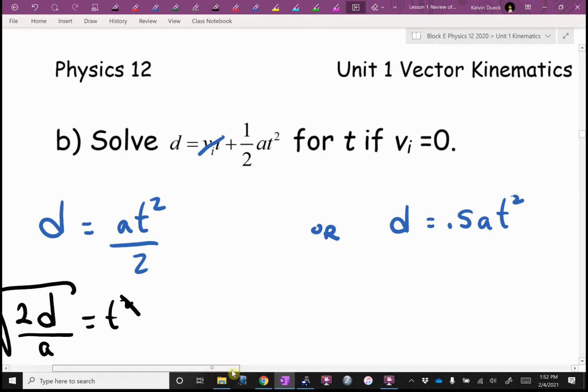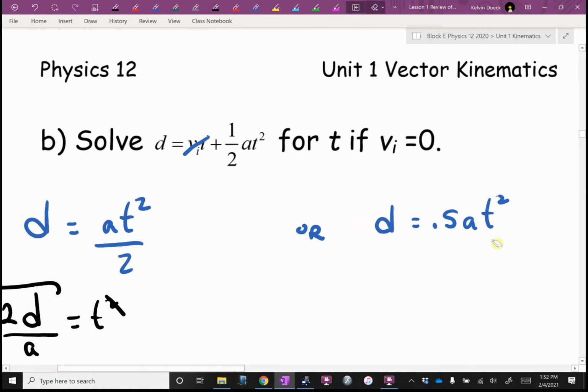Jordana, what if I wanted to get this blue version by itself? How would I get the t squared? Oh, I guess the d would drop down like a domino. What's the 0.5 and the a doing to the t squared? So that equals t squared. T what? Squared.